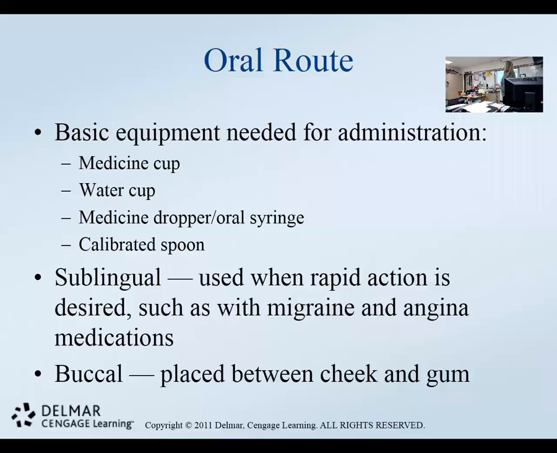Okay, sublingual, again, is under the tongue. So you want this whenever you need it to work really quickly. It actually gets directly absorbed into the bloodstream under the tongue. So migraine medicines, angina, like nitro, I'm thinking of Nitrostat. It's an angina medicine that they take, usually a little bitty pill, and then it just goes under their tongue and gets absorbed.